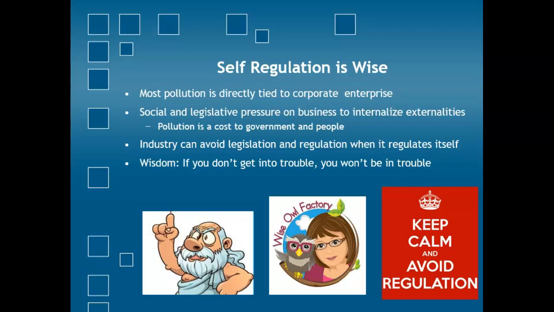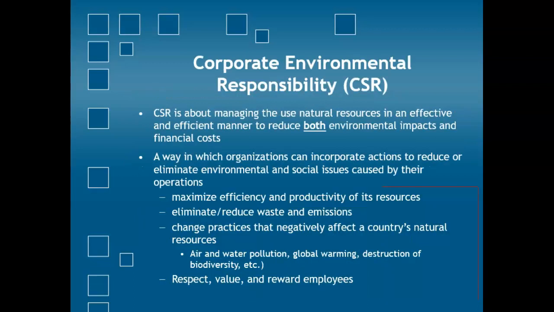San Jose does that because it costs them less money to process, and it just makes it an automatic system. At any rate, industry can avoid legislation and regulation when it regulates itself. So in other words, if you don't get into trouble, you won't have to pay the consequences. Okay, so there is this thing that's called corporate environmental responsibility, or CSR, corporate social responsibility, is another one. It's similar to that.